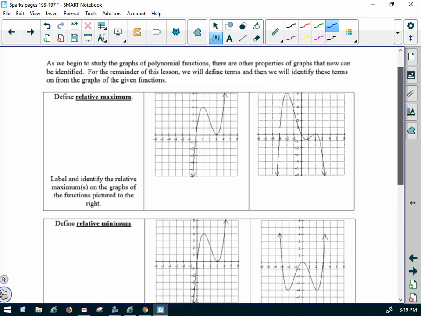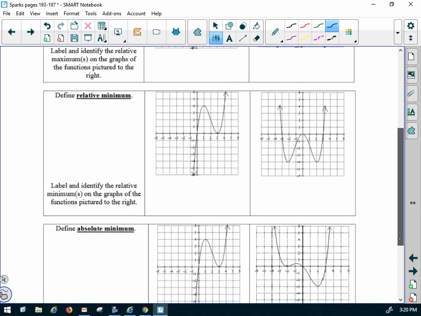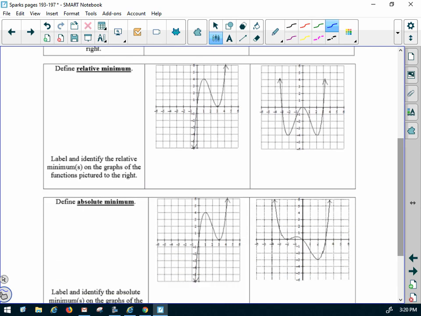Look at these two graphs. Where are your hills? In the first one, you only have one relative maximum. Look at the second. Where are your hills? X equals negative 2 and x equals 2. Good. You'd have two hills, two places where the graph changes from increasing to decreasing. The relative minimum is a valley. It's where your graph changes from decreasing to increasing.